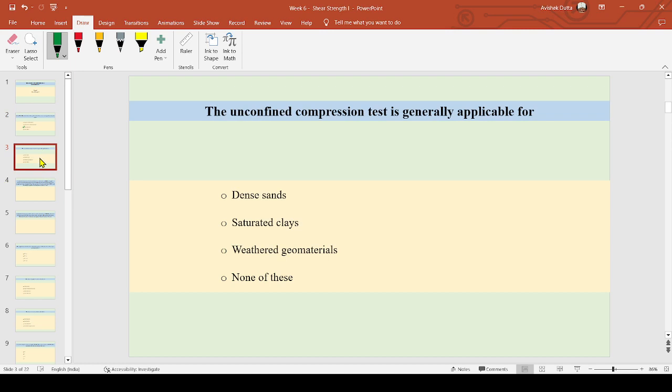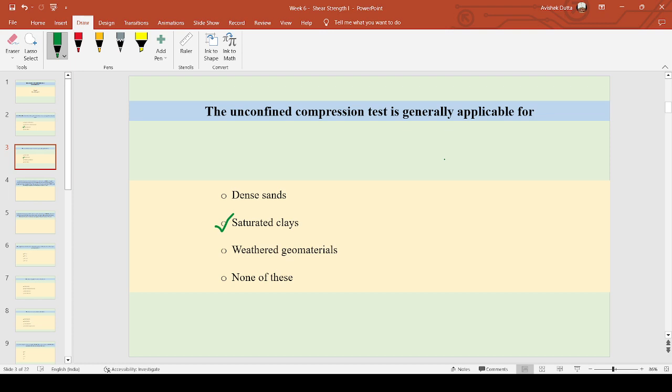Next question. The unconfined compression test is generally applicable for. The correct answer is saturated clays. And why? Because in the equations with respect to the unconfined compression test, there are two unknown parameters, C and phi, but there is a single equation which will be obtained at the end of the test.